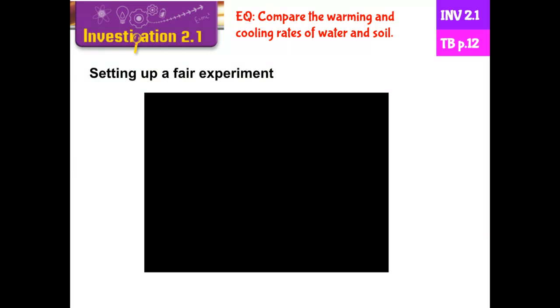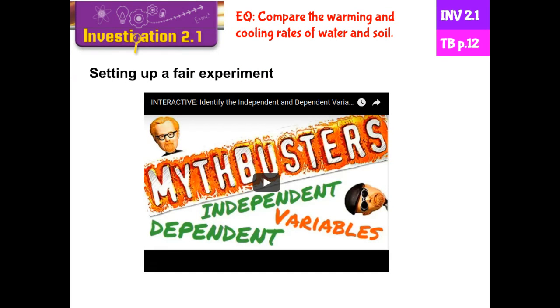So the first thing we want to talk about is how to set up a fair experiment. So we're going to just kind of talk and review about independent and dependent variables, right? So if you get a chance, watch this video talking about independent and dependent variables. There are some questions that you'll need to answer as part of this lab, and this video will help you with that.